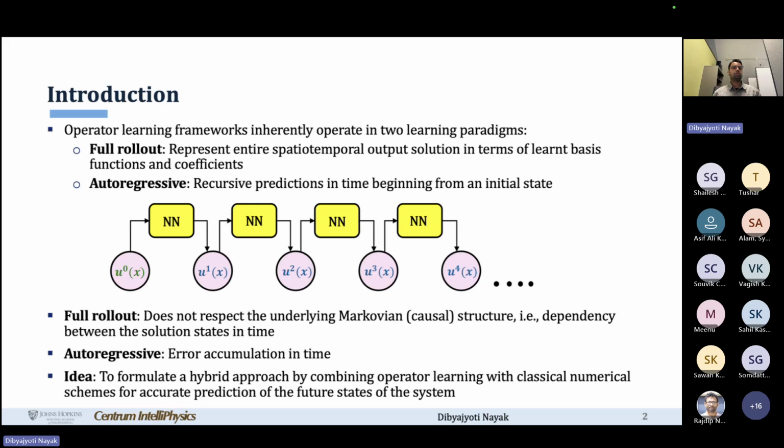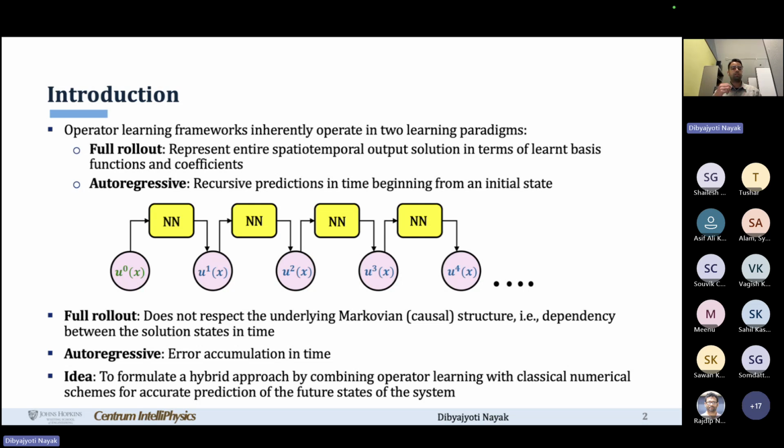By the causal structure, what I mean is that, let us say you consider a time-dependent PDE system. Then intuitively, you know that there is an inherent dependency between the different solution states in time. The solution at time i is influenced by the solution at all the previous time steps, basically from i minus one all the way back. So basically, in the full rollout, we do not respect this causal structure.